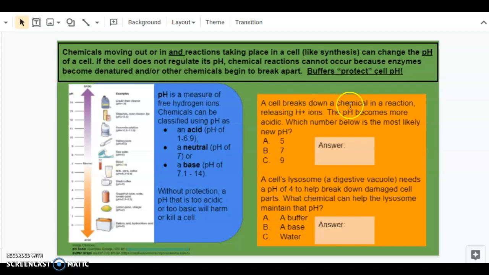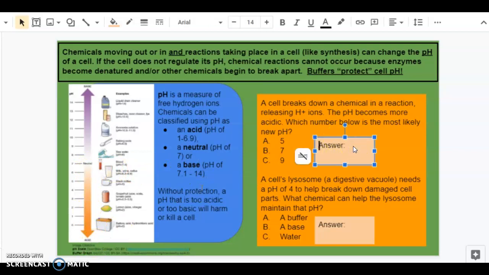A cell breaks down a chemical in a reaction and releases hydrogen ions. Remember, pH is a measure of hydrogen ions. The pH becomes more acidic. Which number below is the most likely new pH? It has become more acidic. So which number might be the best number to show it has become more acidic? We want the one that's going lower on the scale, closer to the acid. So the best one here is 5. 5 is the lowest number, which means it's the closest to the bottom and the most acidic.